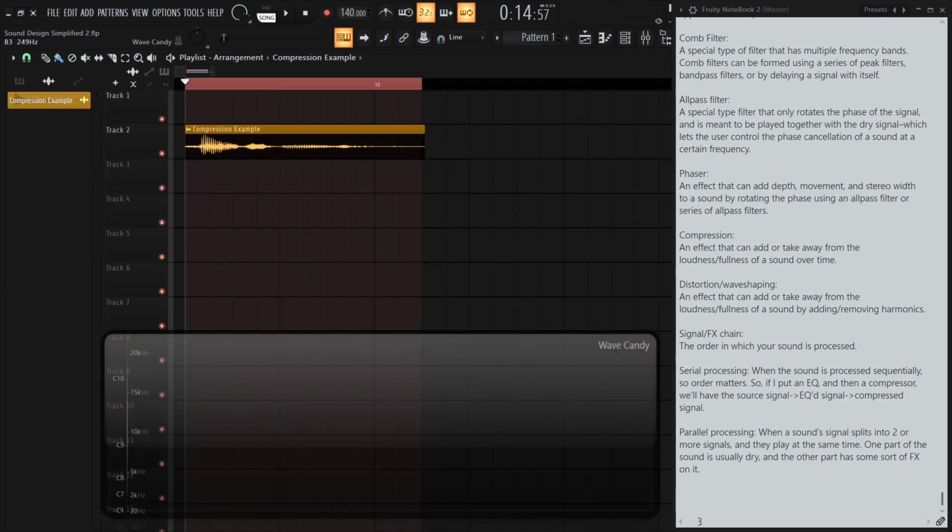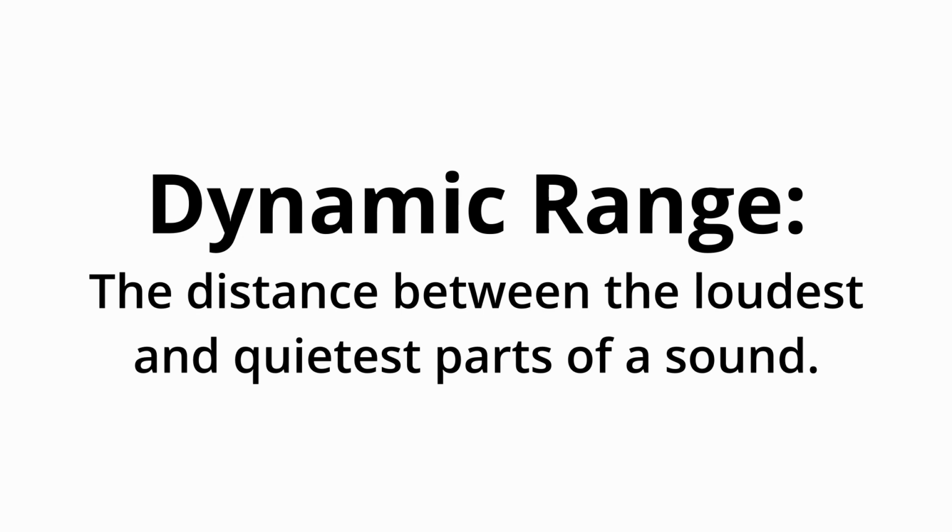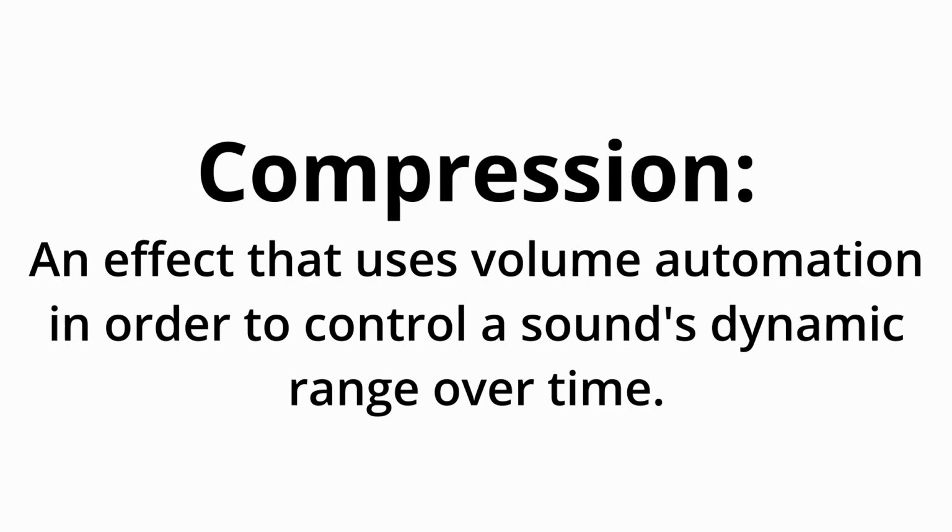Before I go over the next effect, I need to define what dynamic range is. Dynamic range is the distance between the loudest and quietest parts of a sound. With that being said, let's go over compression. Compression is an effect that uses volume automation in order to control a sound's dynamic range over time.